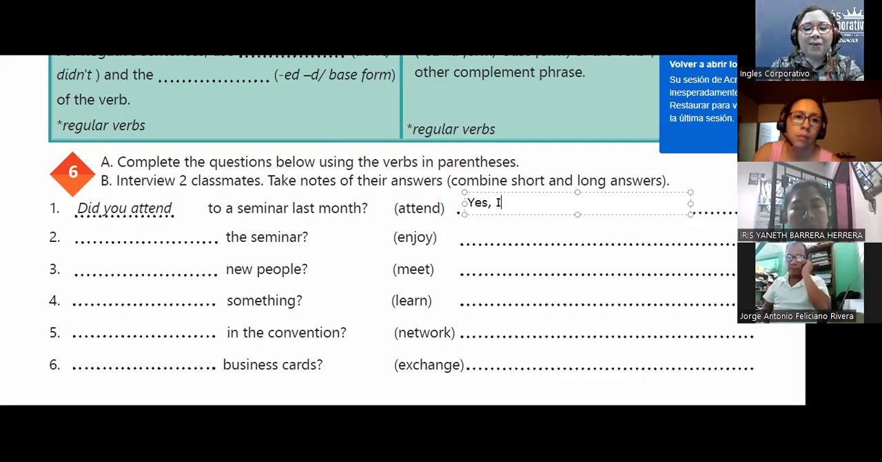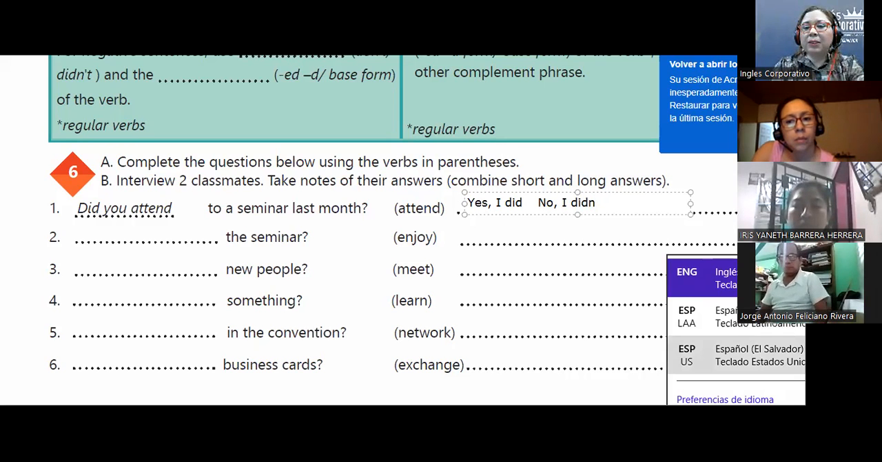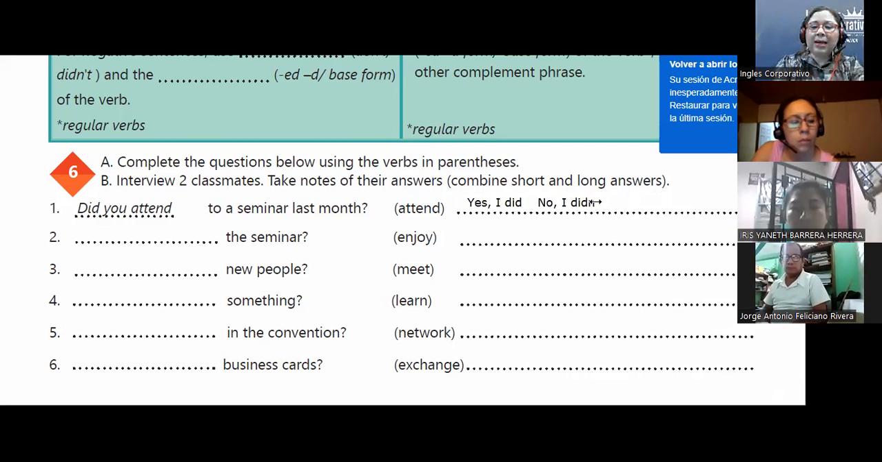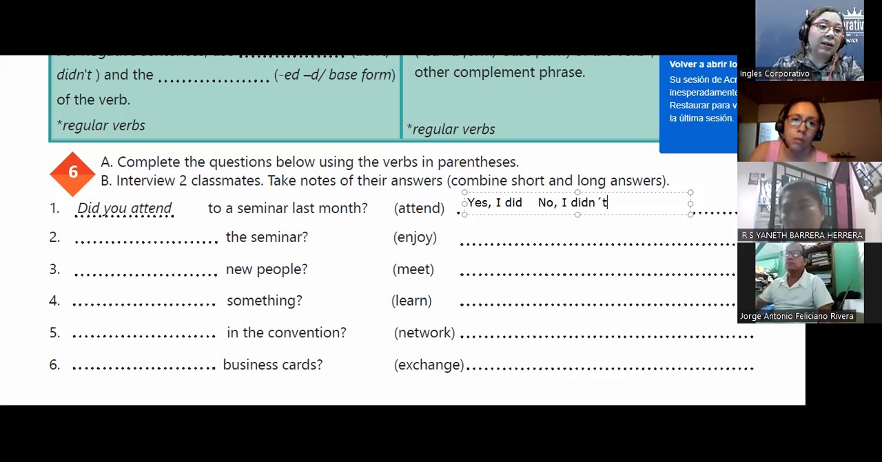Ahora, en el pasado. Yes, I did. Or in a negative way? No, I didn't. Excellent. Ahora, ¿cómo haríamos para dar una respuesta larga? ¿O cuál es una respuesta larga? Una respuesta larga es una oración completa. ¿Cómo? Usando la misma información que nos están diciendo en la pregunta, ¿ok?